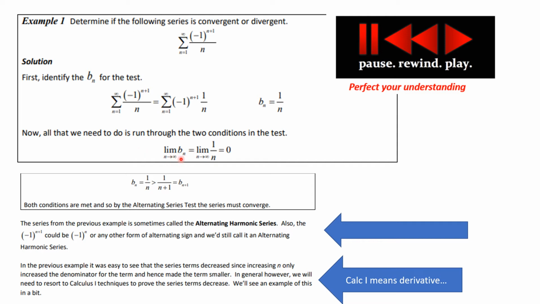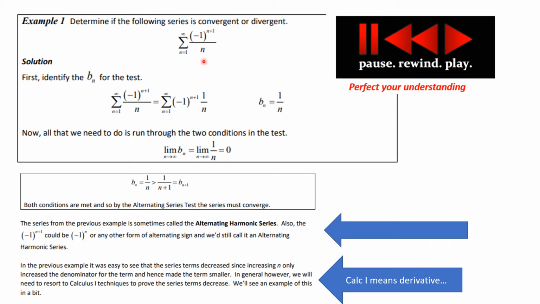Well, the limit as n goes to infinity of 1 over n is indeed 0. And if we make the denominator bigger, the fraction is smaller. And so this is a decreasing sequence. So both conditions are met, and so by the alternating series test theorem, the series converges.